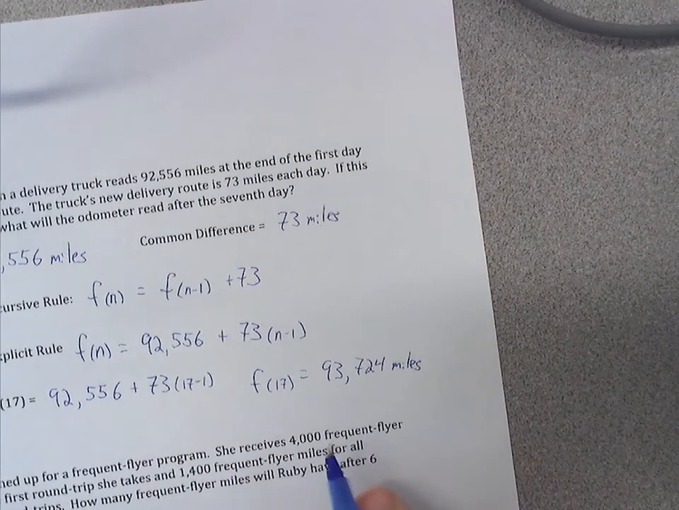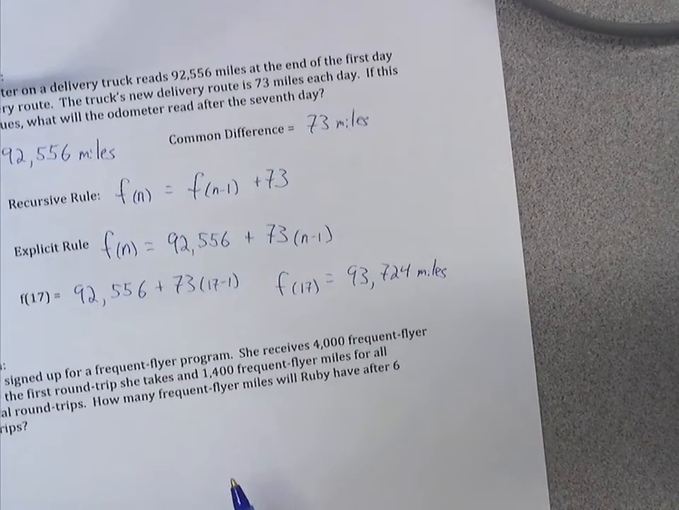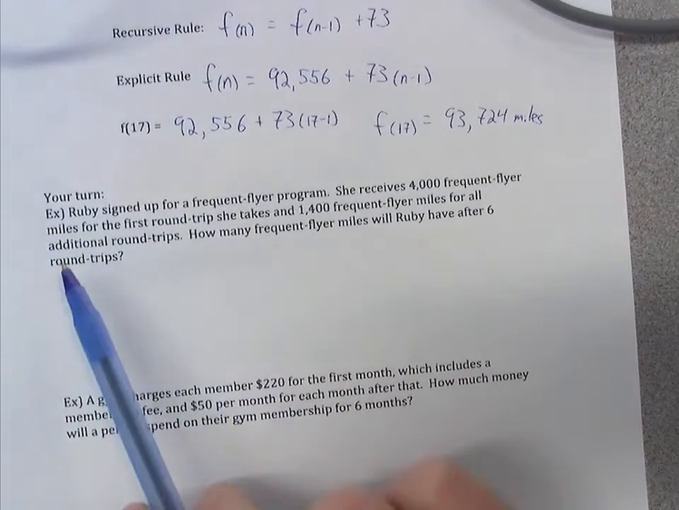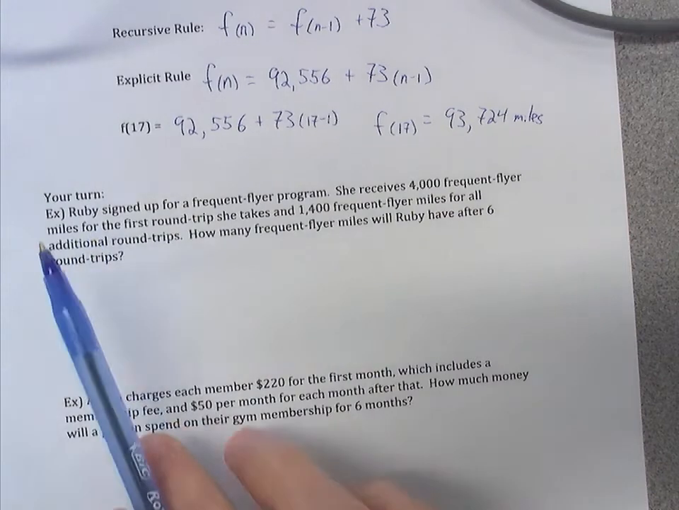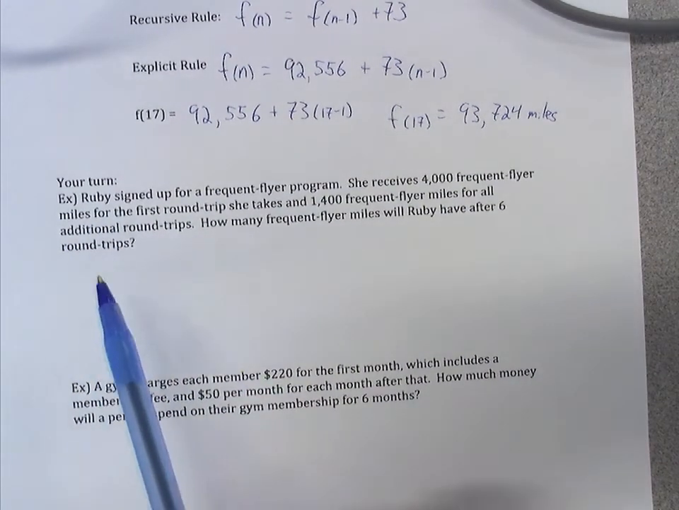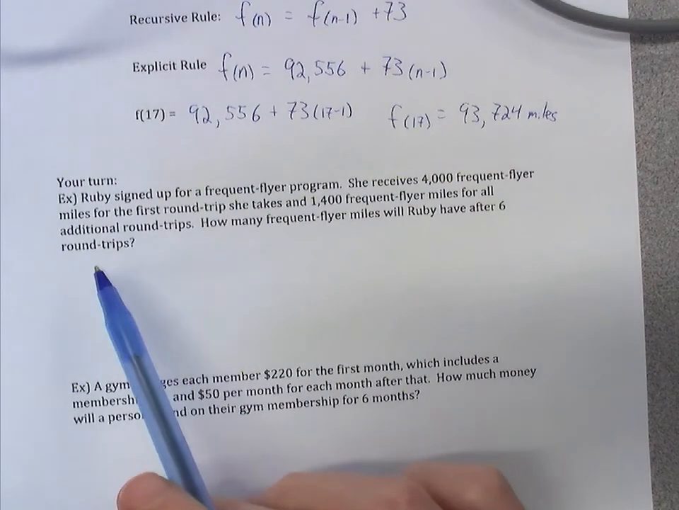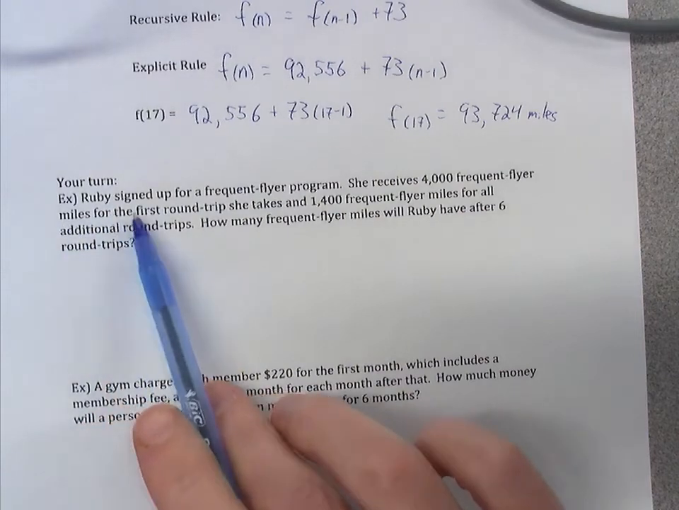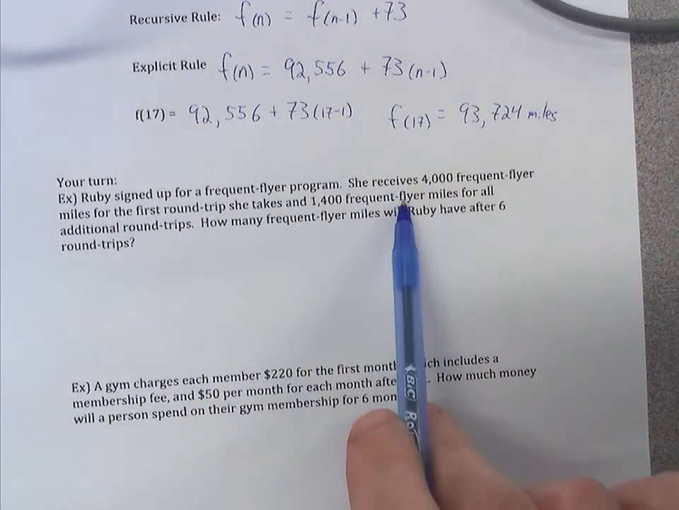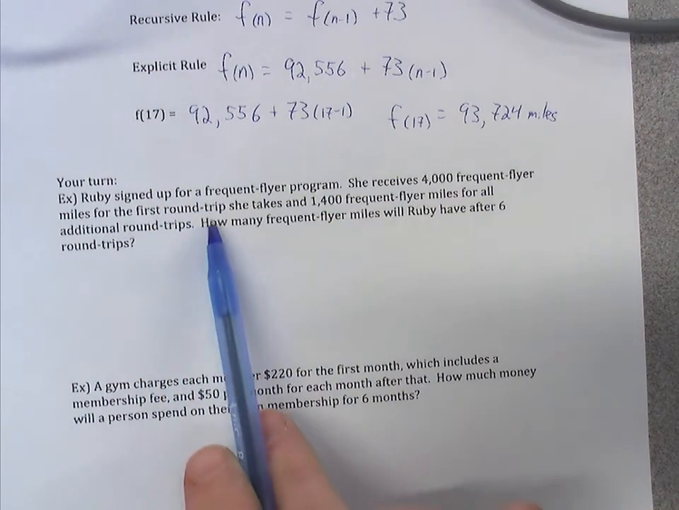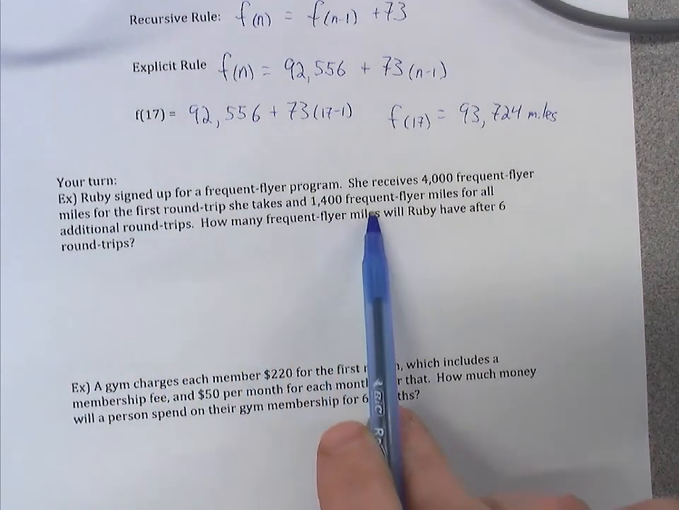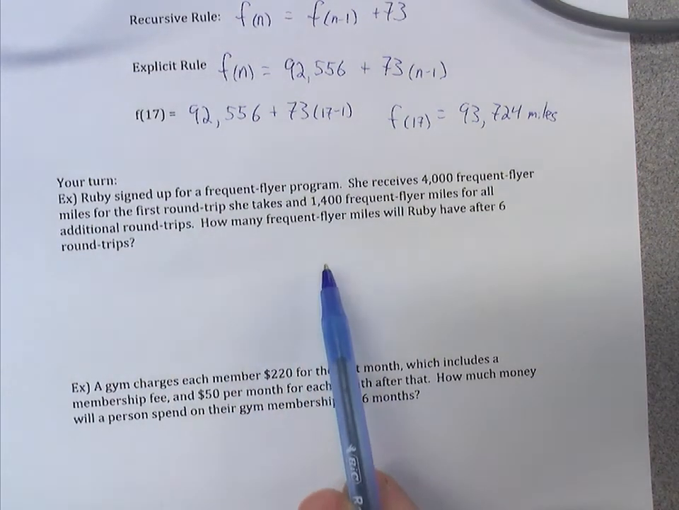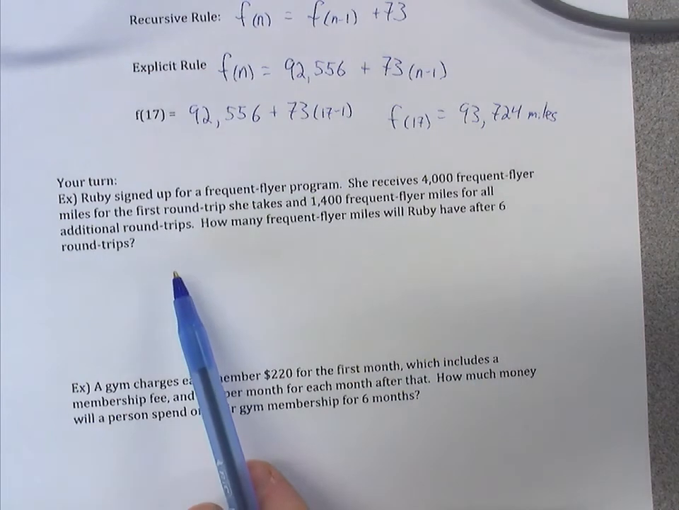Okay. So now moving on, we move up here. This is your turn, but I'm going to go over this with you. Okay. I suggest maybe pausing the video here, trying these two out on your own, and then unpausing the video to see how I solve it and see if it lines up with how you're doing it. Okay. So the example here is Ruby signed up for a frequent flyer program. She receives 4,000 frequent flyer miles for the first round trip she takes, and then 1,400 frequent flyer miles for all additional round trips. How many frequent flyer miles will Ruby have after 6 round trips?